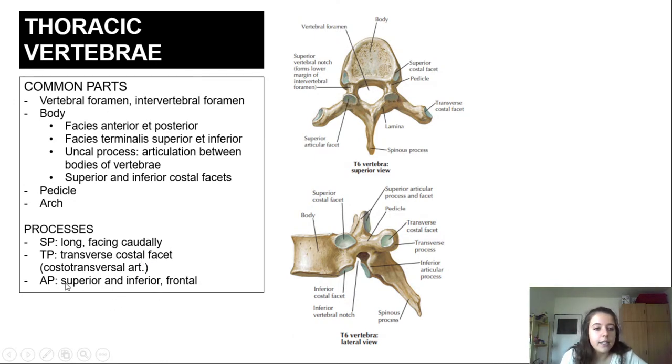Then the articular process, here, superior and inferior articular processes. They are in the frontal position. So if we remember, cervical were in the oblique position. These are frontal, and then the lumbar are going to be sagittal.